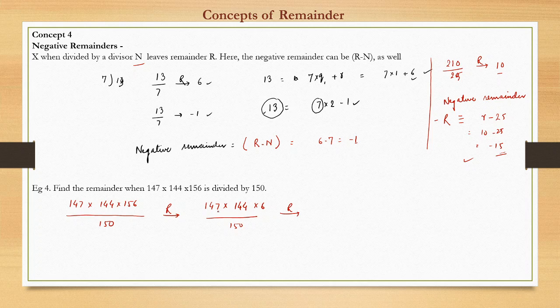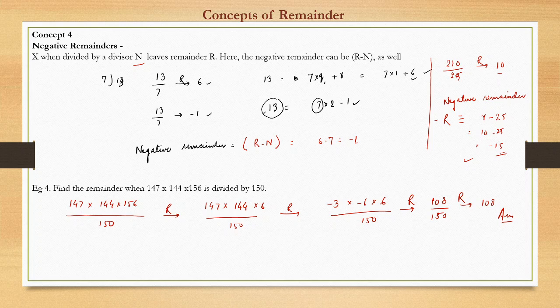So further what we can do is use negative remainders. For 147 by 150, the negative remainder would be 147 minus 150, which is minus 3. Here the negative remainder would be the positive remainder 144 minus the divisor 150, that is minus 6, and here it is 6 by 150. So what would this be? Minus 3 into minus 6 is 18, into 6 is 108. So 108 by 150. Hence the remainder is nothing but 108. So this is the answer.